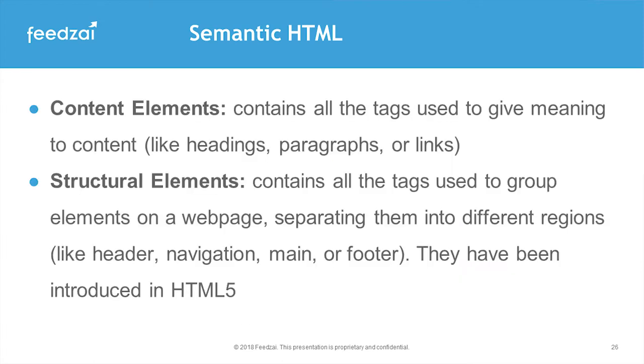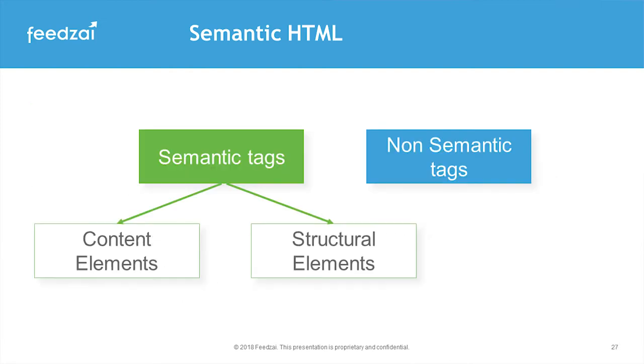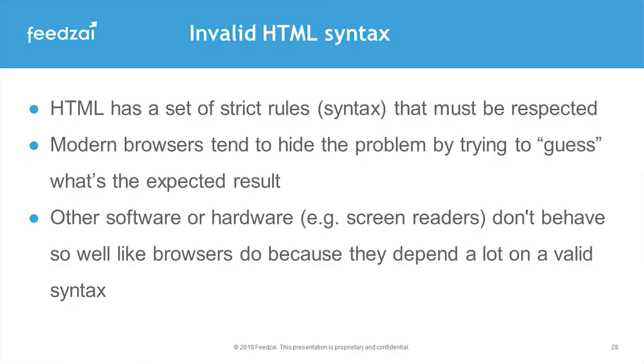Basically, the difference between the two is that the first one is all the tags used to give meaning to its contents, while the second one contains all the tags used to structure other elements on the web page, to create some kind of regions on the web page. So, summing up, we have semantic tags and non-semantic tags, and inside semantic tags, we have content elements and structural elements.